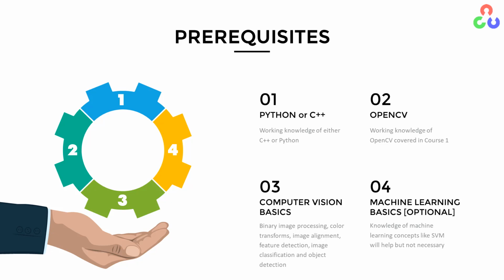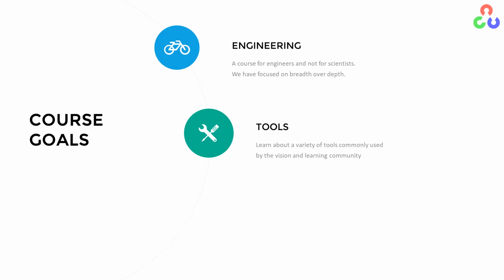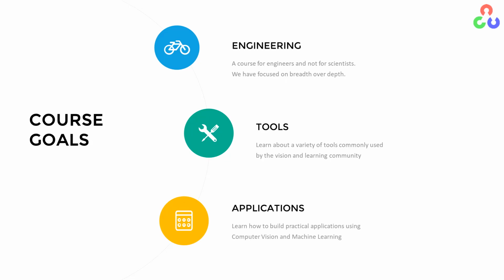Now let's go over the goals for this course. First, I want to emphasize that this course is engineering oriented and focused on applications. Going very deep into theory is not the emphasis of this course. Second, we will learn a lot of tools necessary to get the job done. These are tools you will not learn in a university course. For example, when explaining object detection, we will go over the tools you can use for data annotation. And finally, our focus is on building applications. Every technique we teach will help you build some application or the other.